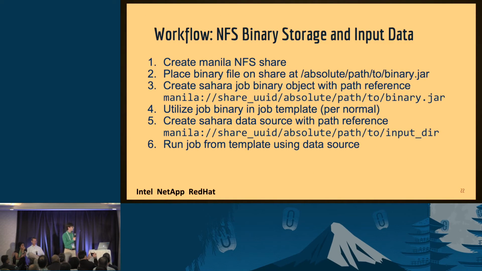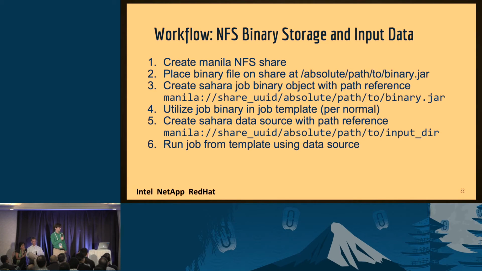So fundamentally, this is the workflow for NFS binary storage and input data. You create a Manila NFS share, and just as Jeff was talking about, you then place your binary file or your data on the share at absolute path to binary.jar, wherever you like it. You can then create a Sahara job binary object with that path reference, and that's just prior we had internal DB or Swift. Now we have Manila, share UUID, and the path.